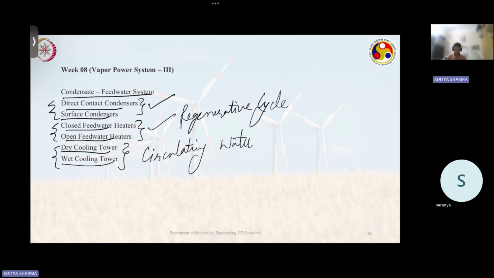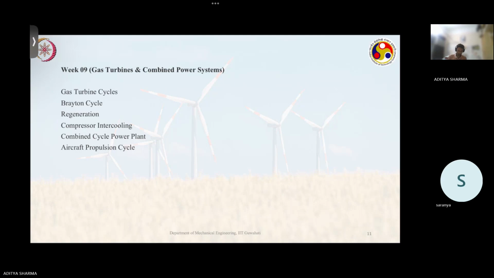So this was about week 8. Then is week 9. So week 9 is on gas turbines. So gas turbine works on your Brayton cycle.